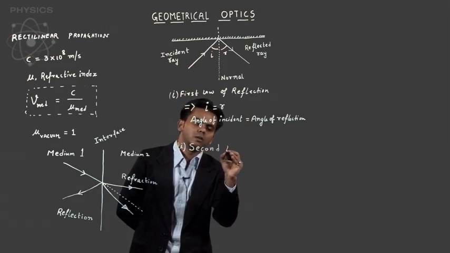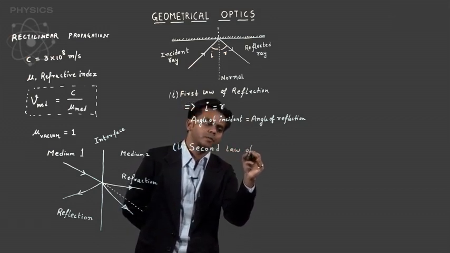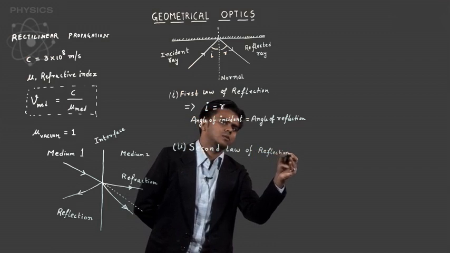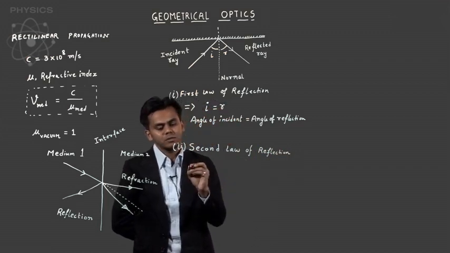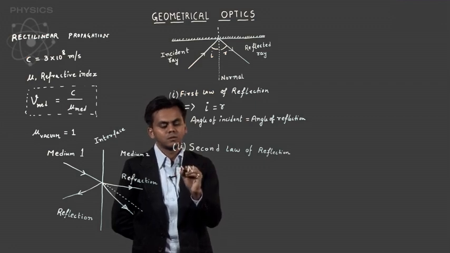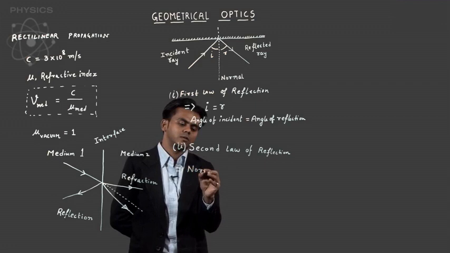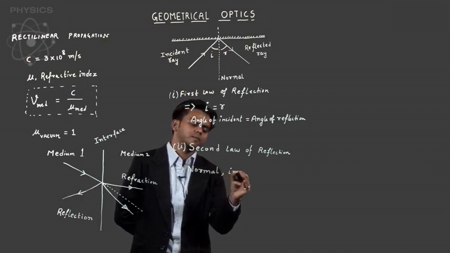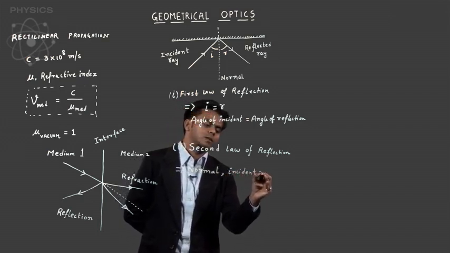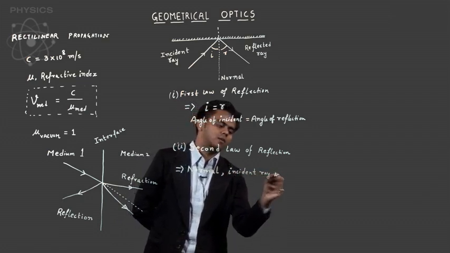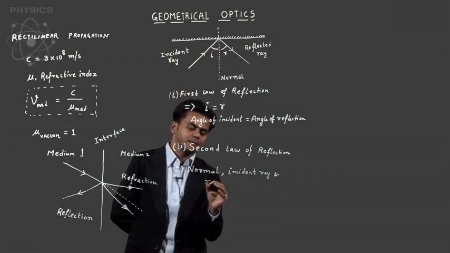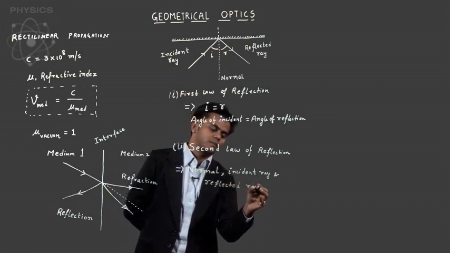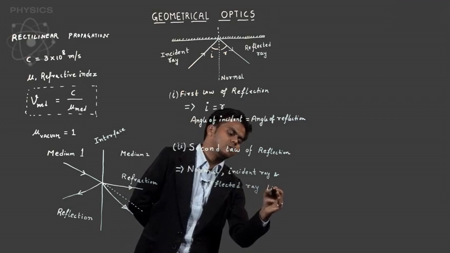Second law of reflection. This states that the normal, incident ray and reflected ray lie in the same plane.